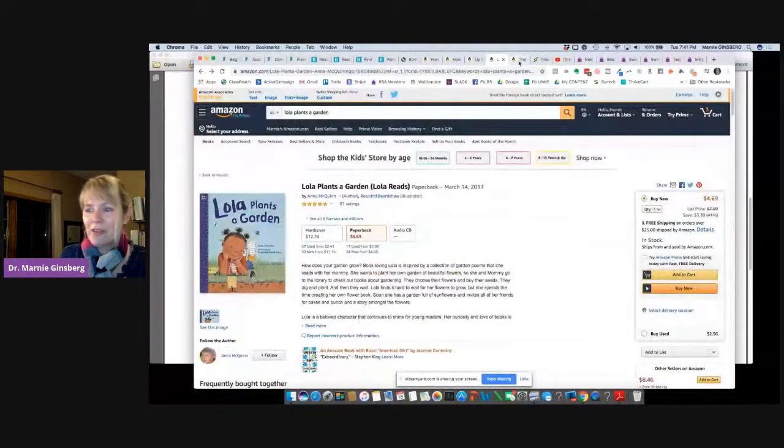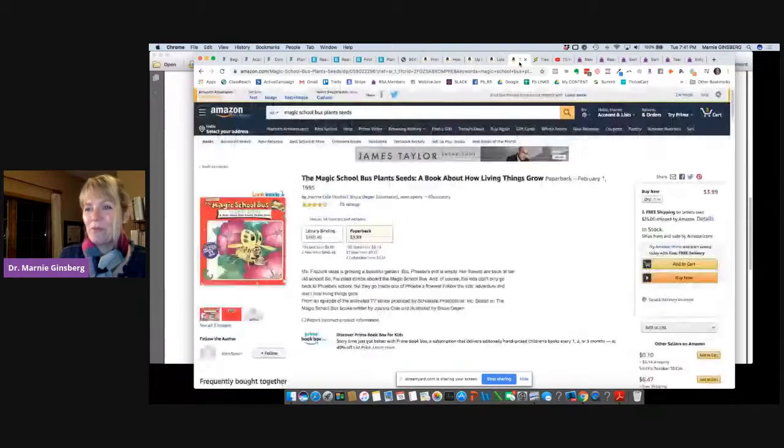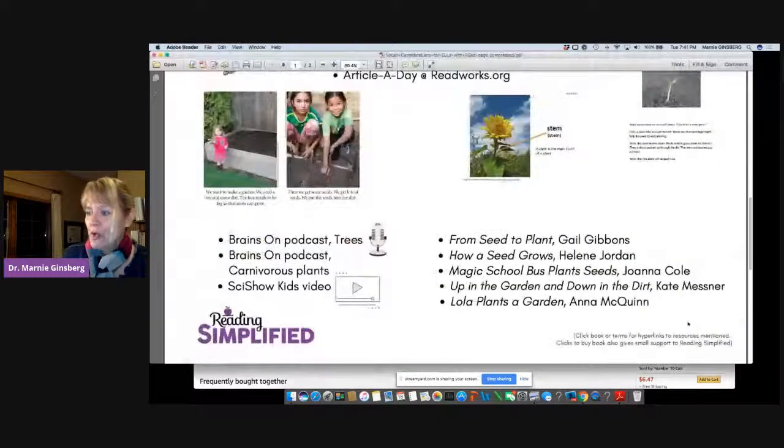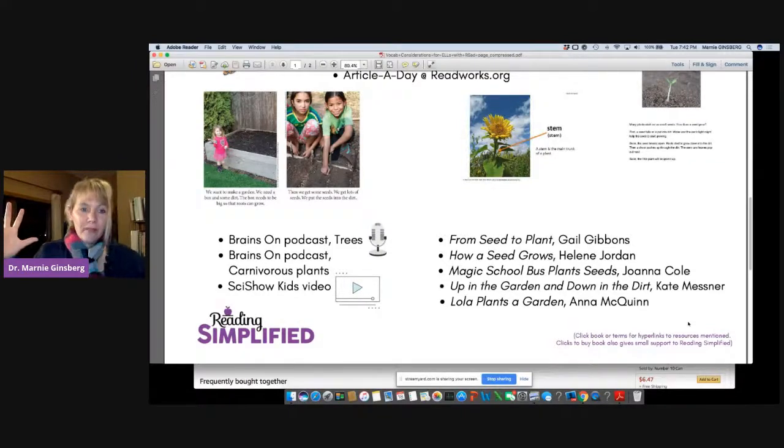And another one I picked, there's many, many more, but these are just ones that are probably readily available. And who doesn't love the Magic School Bus? They probably have a video too. The Magic School Bus Plants a Seed, a book about how living things grow. So those are just some ways to build background knowledge for your students, pointing out what they know, drawing their attention to expand to new things, and ways to do it, coming at it from lots of different angles.